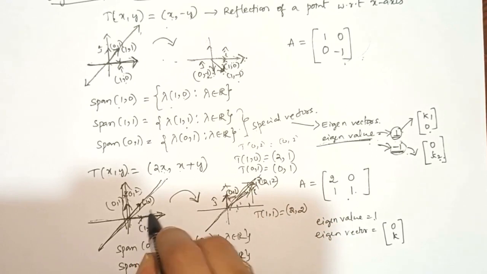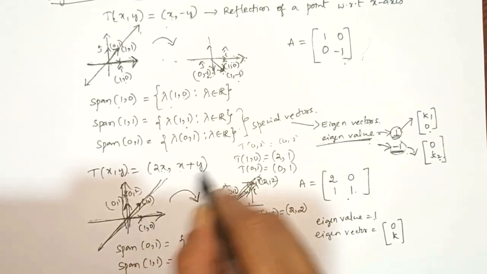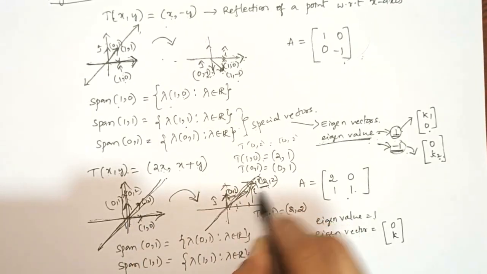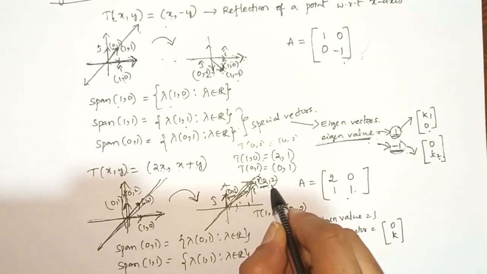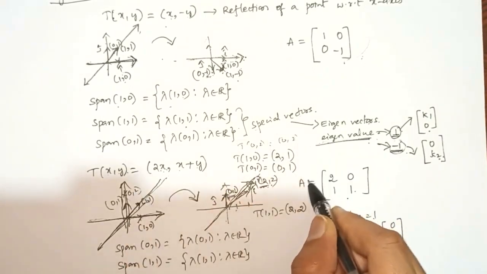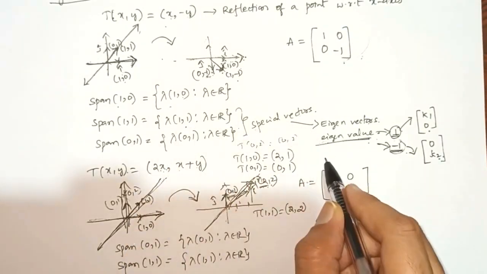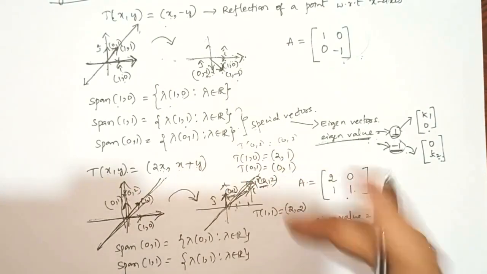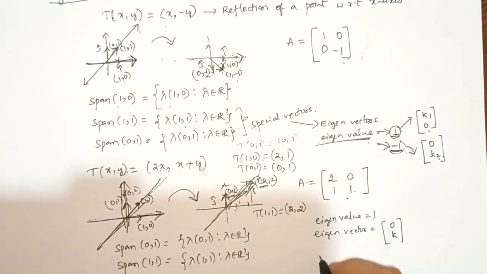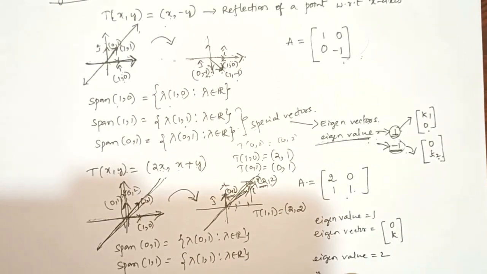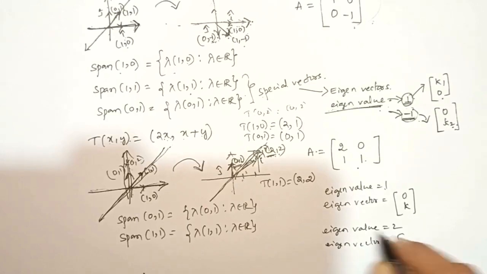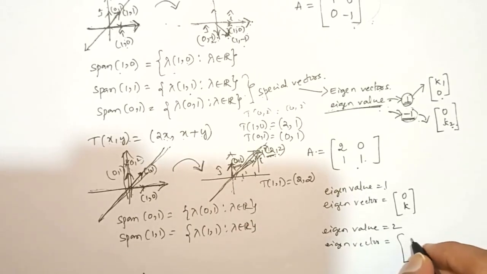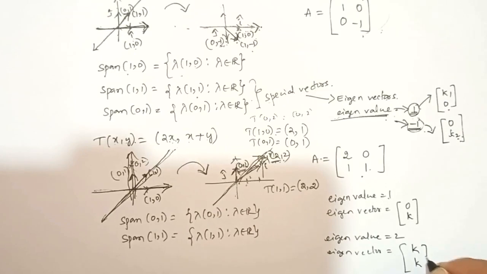But now in this case, it gets stretched up by an amount equal to 2. 1 comma 1 goes to 2 comma 2. Similarly, 2 comma 2 goes to 4 comma 4. 3 comma 3 goes to 6 comma 6, and so on. Therefore, the eigenvalue is equal to 2 and the corresponding eigenvector is the points on the line y equal to x, that is k comma k, where k belongs to R.